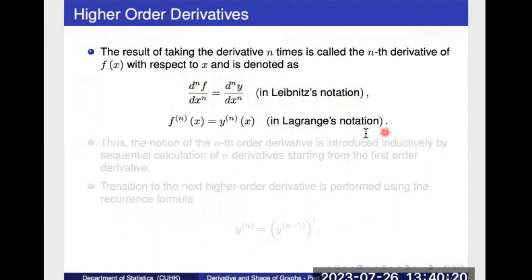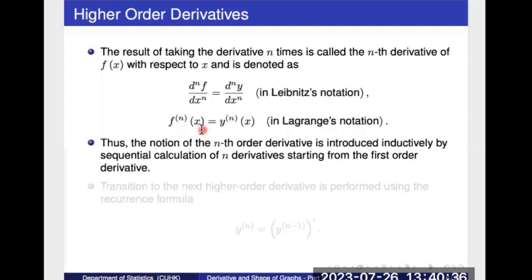Another way is to use Lagrange's notation, which uses primes or dots above the function name. For example, the second derivative can be written as f double prime of x or f dot dot of x, and the nth derivative can be written as f to the nth power with parentheses around it or f with n dots above it. To actually find higher-order derivatives, we simply apply the derivative rules we already know repeatedly. Let's try some examples so you can see it in action.